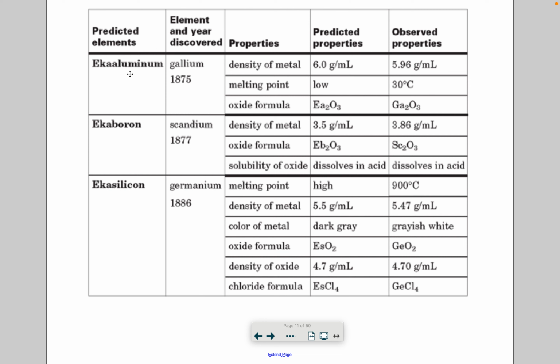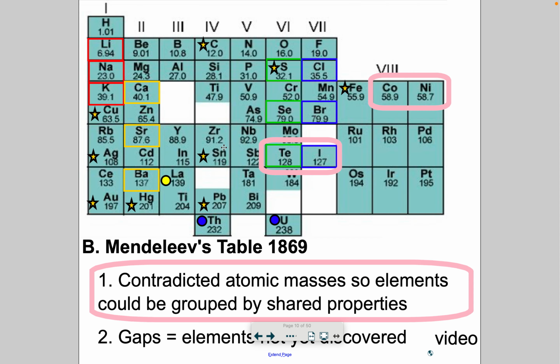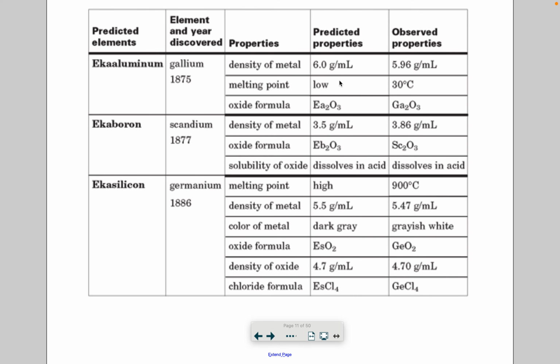He called it Eka-aluminum. I don't remember if Eka means before or after. So let's see if he has aluminum on here. It must mean under or after. So here's aluminum, and this element right underneath aluminum, he actually predicted. Take a look at calcium, the atomic weight is 40.1. Here's titanium, 47.9. Just based on his properties, he said, oh, you know what, this element has to be between 40.1 and 47.9. So he could predict properties of it.